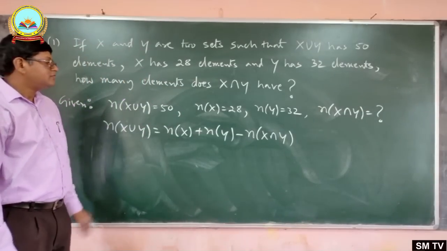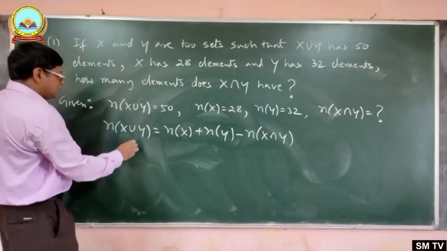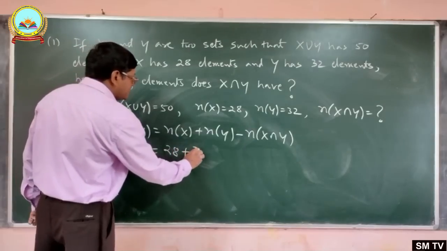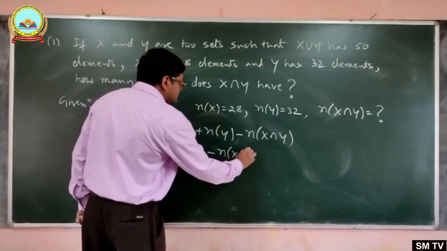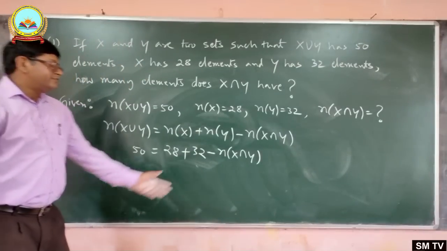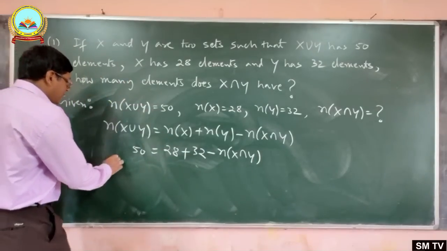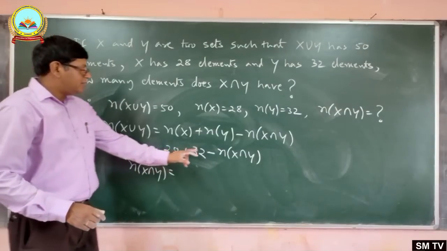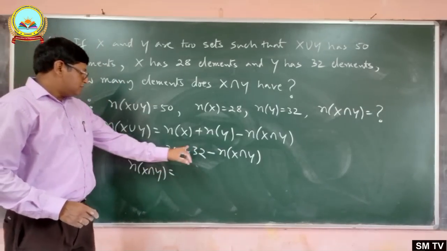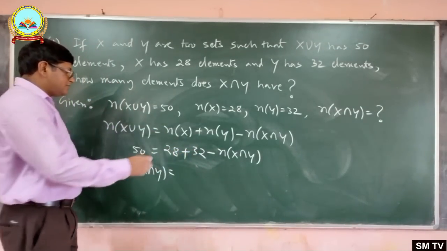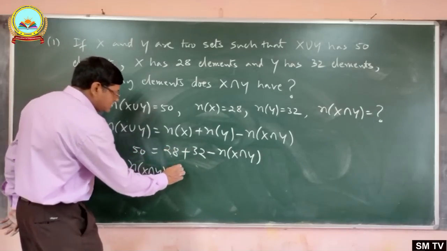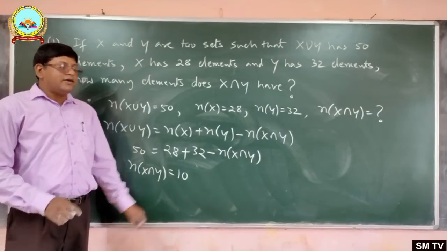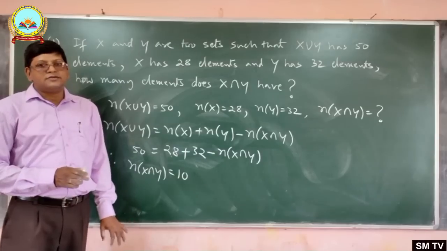This is result number 2. Now substitute the values. So this will be 50 is equal to 28 plus 32 minus n of x intersection y. Now we shall shift this to the left side. Therefore, n of x intersection y is equal to 28 plus 32, 60. Shift this to the right side: 60 minus 50, 10. Therefore, the set x intersection y has 10 elements, right?